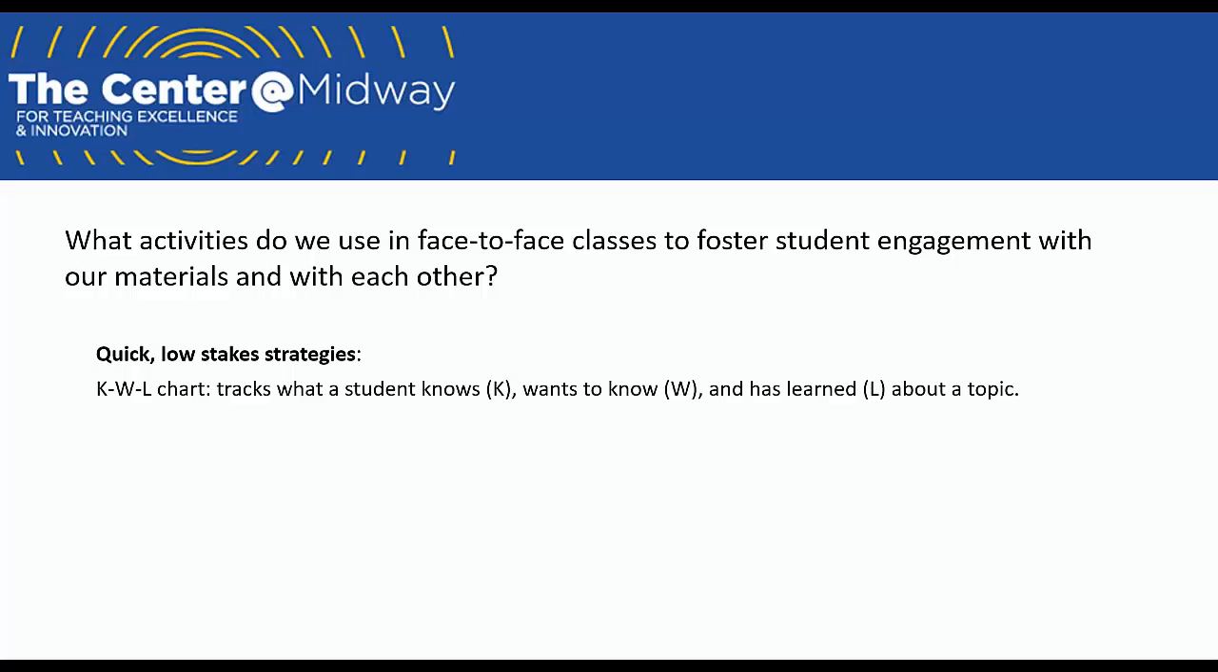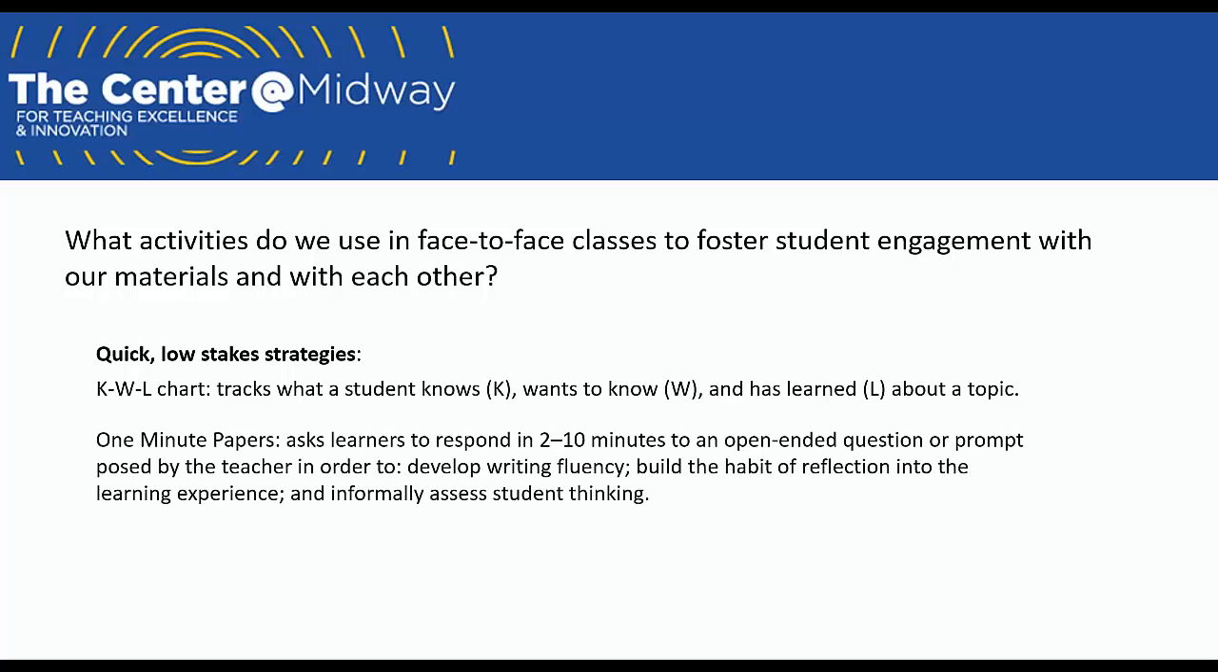So you would pass this out in the beginning of class, and you would ask the student, maybe as their 1-minute opening paper, to write down what they know already about the topic that you're going to discuss in class, and what they want to know, what they don't know, but what they want to know. And then at the end of your discussion in class, you would ask them to fill out the last column, what they learned about the topic. So that would be one low-stakes strategy for face-to-face classes.